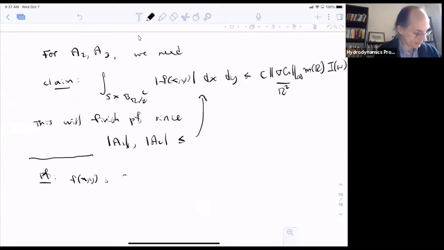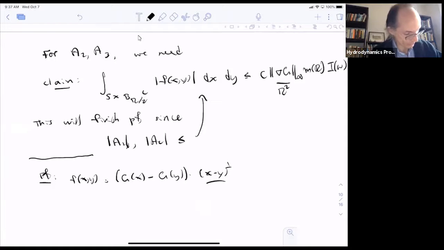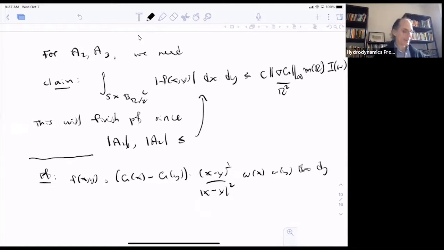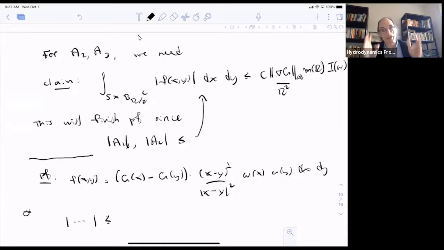Again, let's remember the definition: g of x minus g of y dot (x minus y) orthogonal over |x minus y| squared times omega of x omega of y dx dy. So I take the absolute value, the modulus, of this (x minus y) perp over |x minus y| squared. That's 1 over |x minus y|. So then I have |g of x minus g of y| over |x minus y|. That's just the L infinity norm of the gradient. That's the Lipschitz constant.